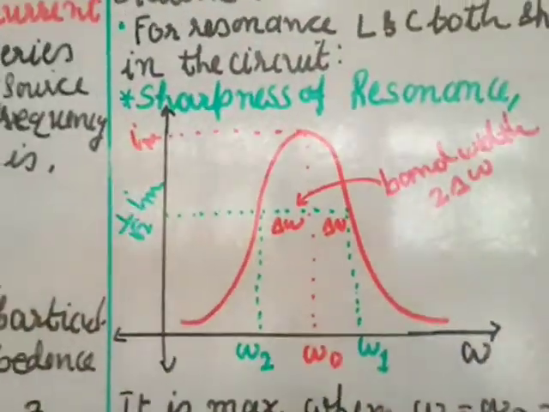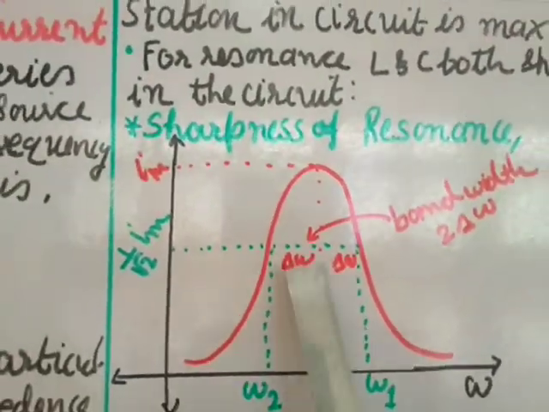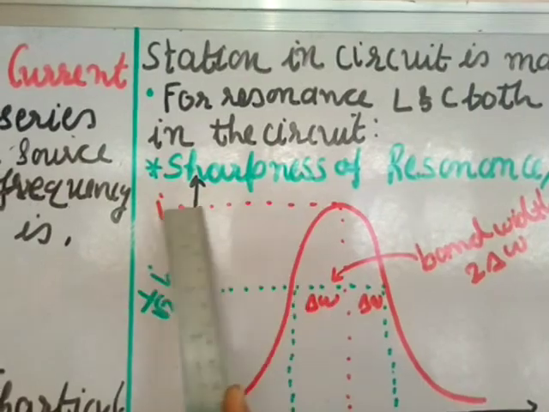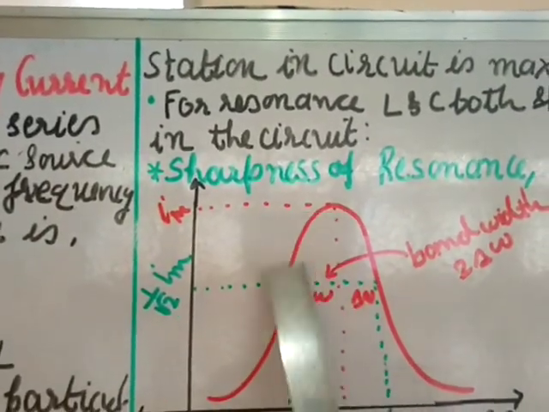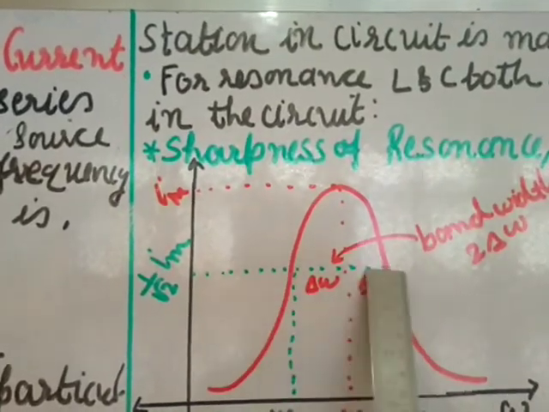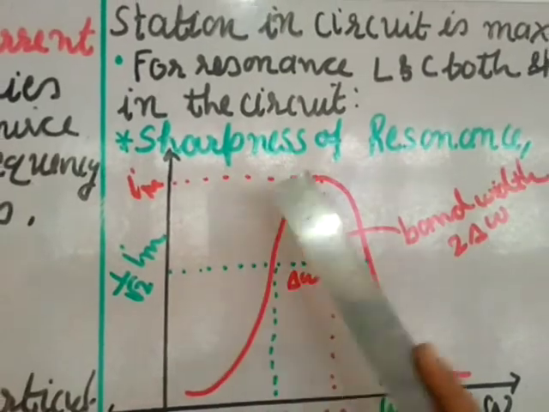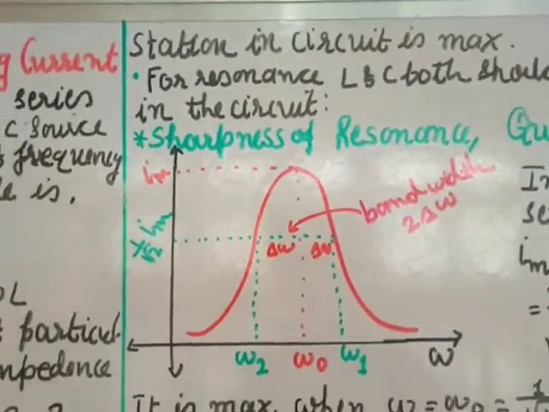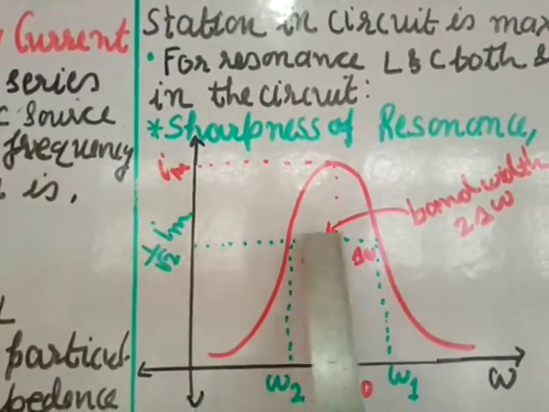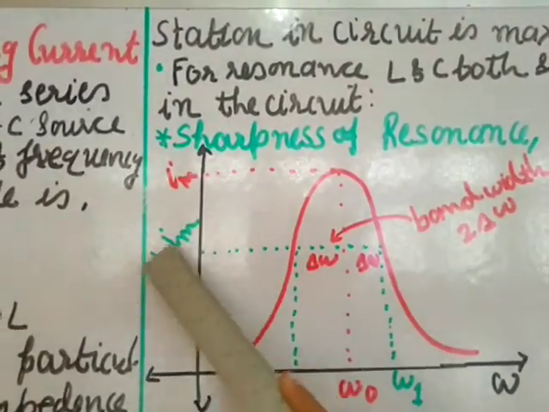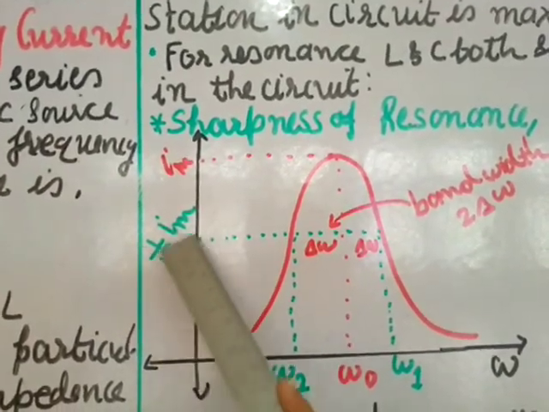Now here is the figure. At this point, omega naught, at this frequency, we obtain the maximum current. Other than this, if we take any other value, then we get two values of the current, and the value we consider will be varying. But we have to have some standard. So we are going to consider the value for which the current becomes 1 by root 2 times Im.